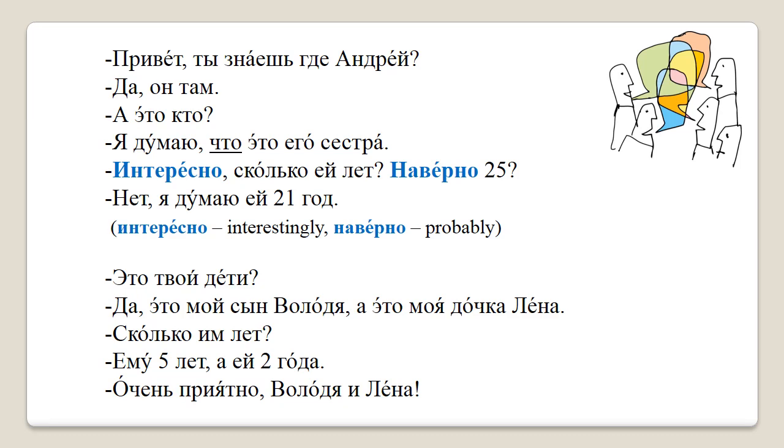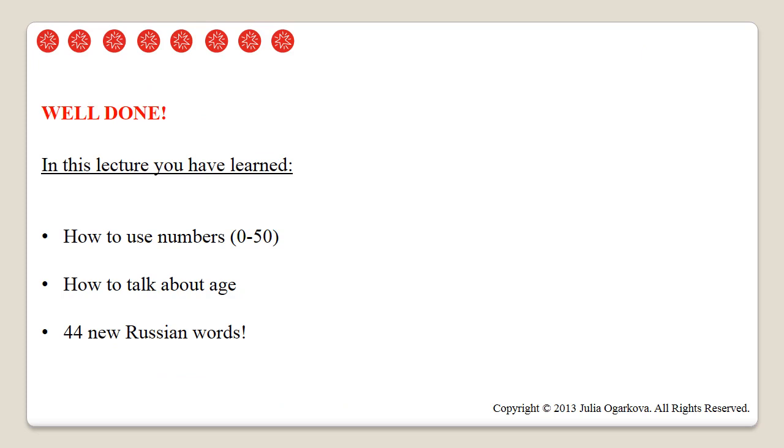As usual, please feel free to pause and rewind any section of this lecture in order to practice your pronunciation. Well done! You have worked really hard in this lecture and you have done really well. You've learned how to use numbers 0 to 50 and how to talk about age. Overall, including the additional vocabulary in the supplementary materials attached to this lecture, you have familiarized yourselves with 44 new Russian words. As usual, remember to download the supplementary material, which contains additional new vocabulary, as well as the Test Yourself file, with exercises designed to reinforce the new information covered in this lecture.